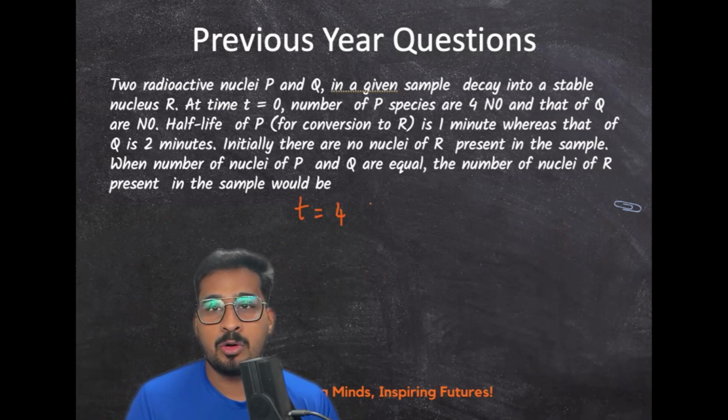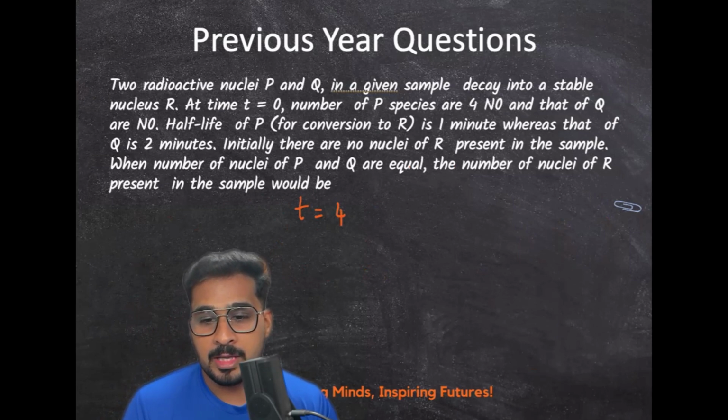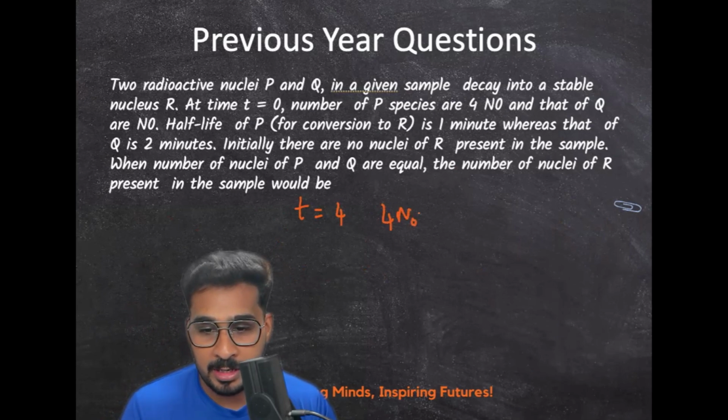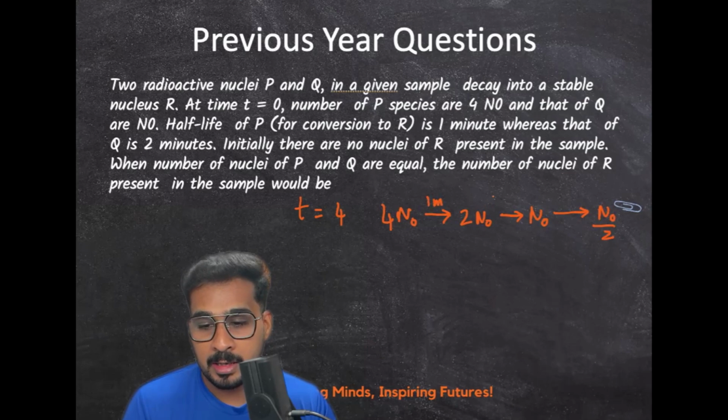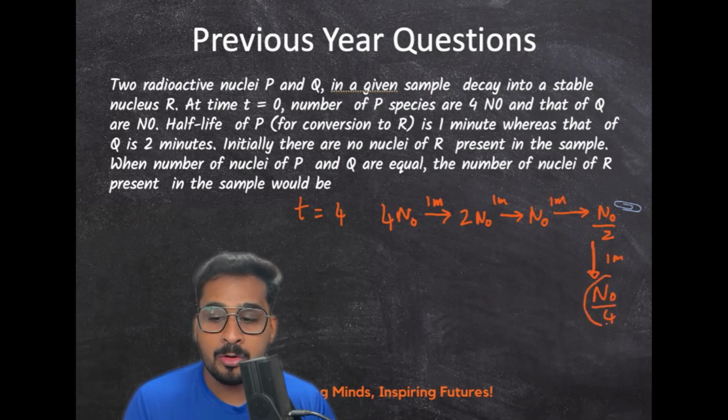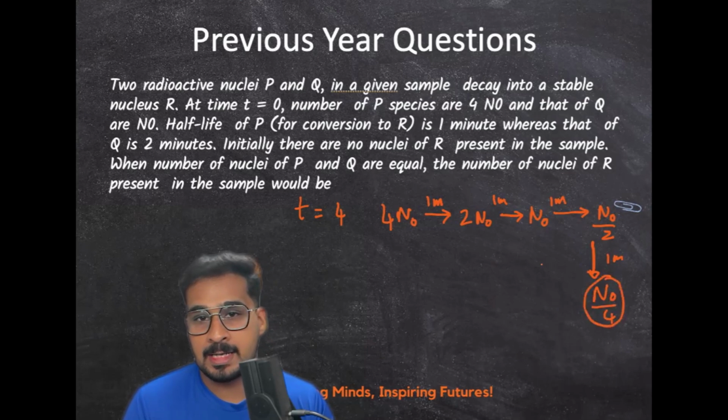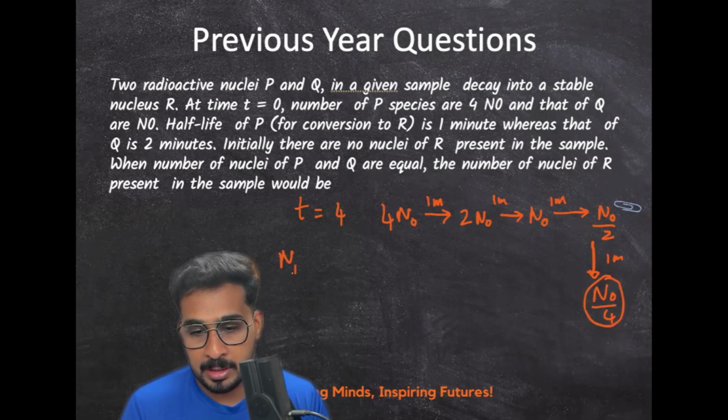So after T equal to 4, how much of the nuclei of P is left? Initially 4 N naught is there. T equal to 4 minutes corresponds to 4 half-lives, right? After one half-life, it goes to 2 N naught. Then after another half-life, it becomes N naught. Then after another, it becomes N naught by 2. And finally, after another half-life, it becomes N naught by 4. So NP is equal to N naught by 4.